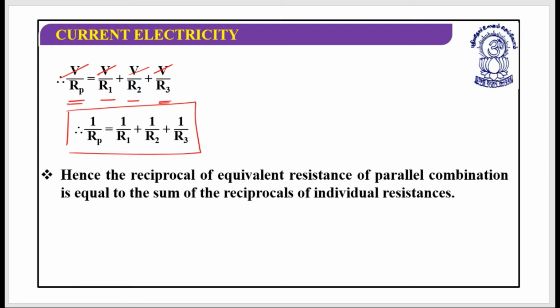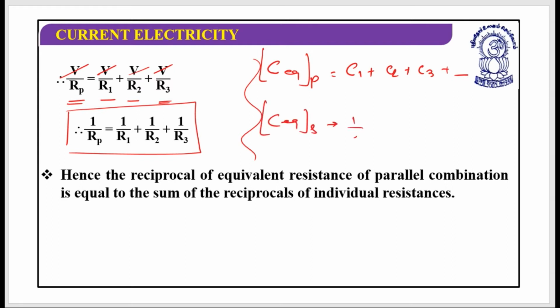Yes, this is the R equivalent when resistors are connected in parallel. When capacitors are connected in parallel, C equivalent for the parallel combination was C1 plus C2 plus C3 and onwards, and C equivalent when they are connected in series was 1 by C1 plus 1 by C2 plus 1 by C3. Yes, we can remember that they are just reciprocal kind of things.